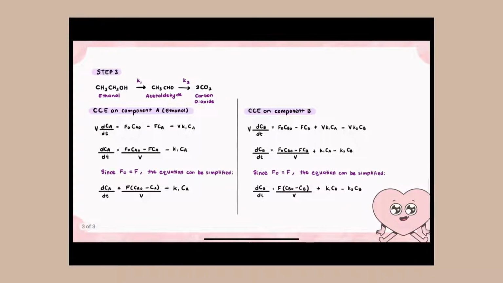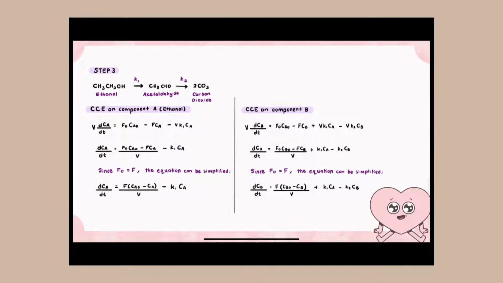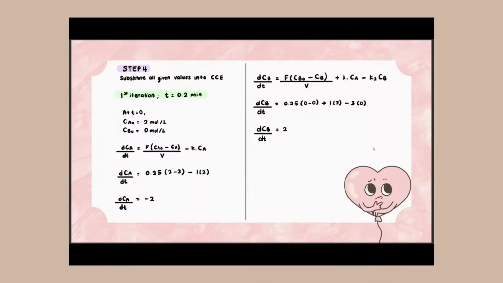As for CCE on B, the equation is V dCB over dt equals F naught Cb naught minus F Cb plus V K1 Ca minus V K2 Cb. Dividing by V, dCB over dt equals (F naught Cb naught minus F Cb) over V plus K1 Ca minus K2 Cb. And as mentioned, since F naught equals F, the equation can be simplified as follows.